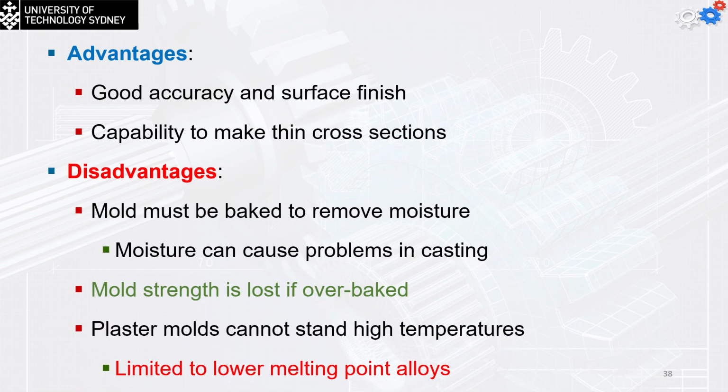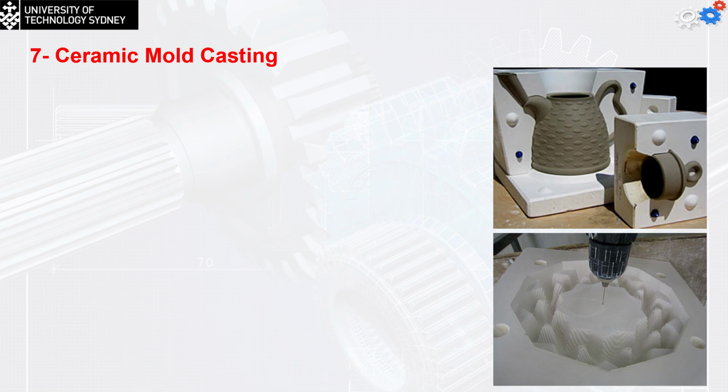But the disadvantages are the mold must be baked to remove the moisture from it. Also, the moisture can cause a problem in the casting, as you know. The mold strength will be lost if it is over-baked, because gypsum loses its strength if it is exposed to a high temperature. The plaster molds cannot stand high temperatures, and this limits the process to lower melting point alloys. To overcome this problem, we have ceramic mold casting, because you know ceramic can withstand higher temperatures.